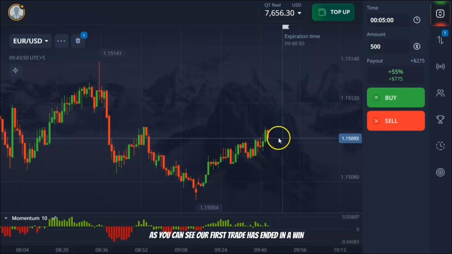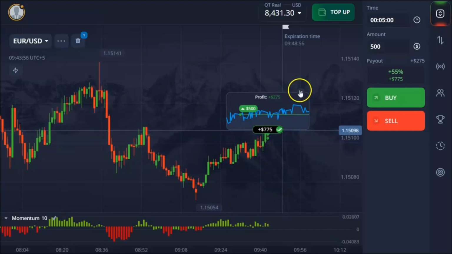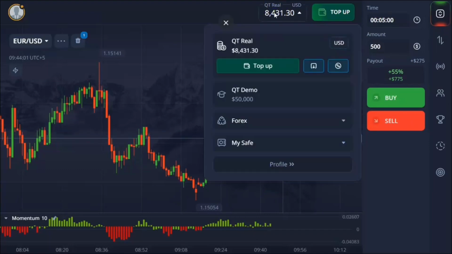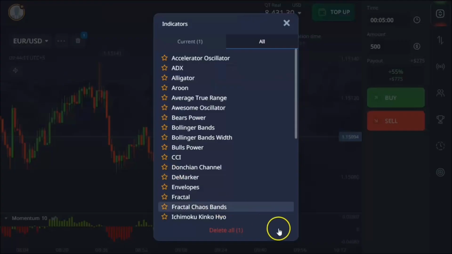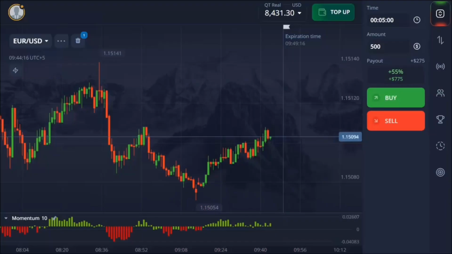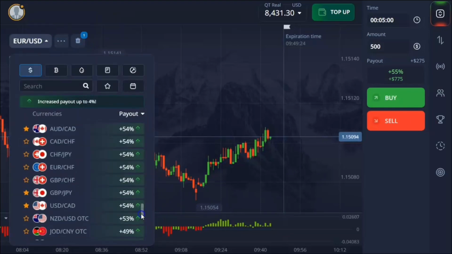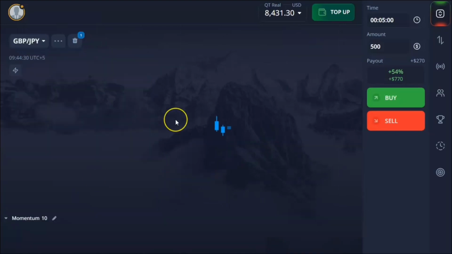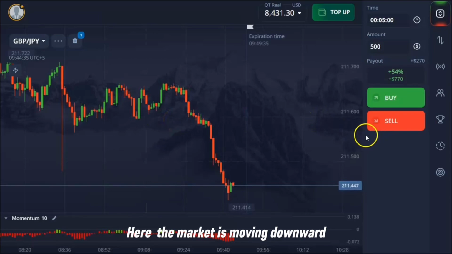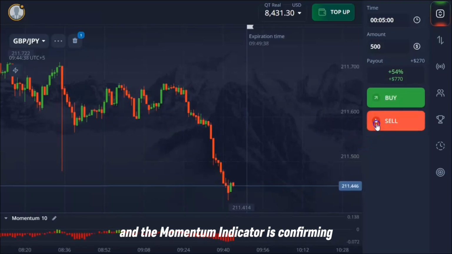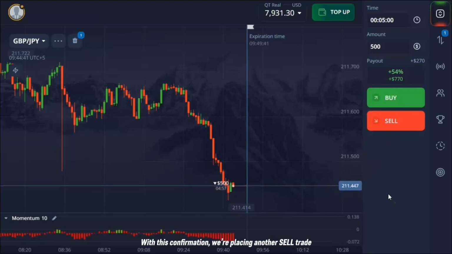As you can see, our first trade has ended in a win. Now let's move to the next pair, GBP-JPY. Here the market is moving downward, and the momentum indicator is confirming the bearish trend. With this confirmation, we're placing another sell trade.